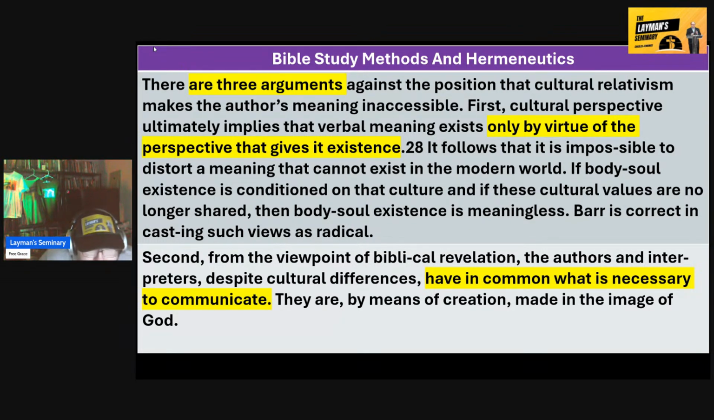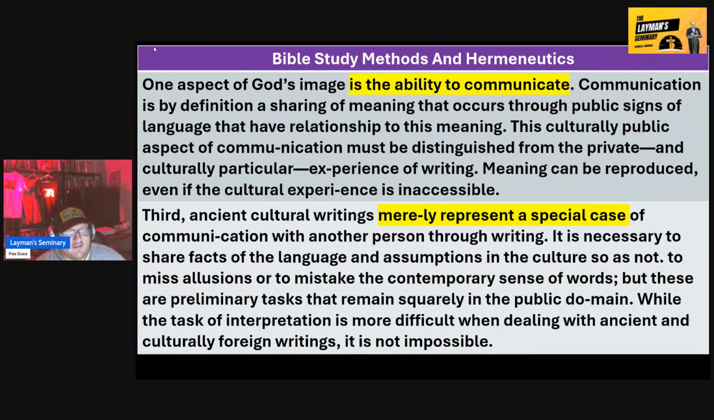Second, from the viewpoint of biblical revelation, the authors and interpreters, despite cultural differences, have in common what is necessary to communicate. They are, by means of creation, made in the image of God. One aspect of God's image is the ability to communicate. Communication is by definition a sharing of meaning that occurs through public signs of language that have relationship to this meaning. The culturally public aspects of communication must be distinguished from the private and the culturally particular experience of writing. Meaning can be retrieved even if the cultural experience is inaccessible.